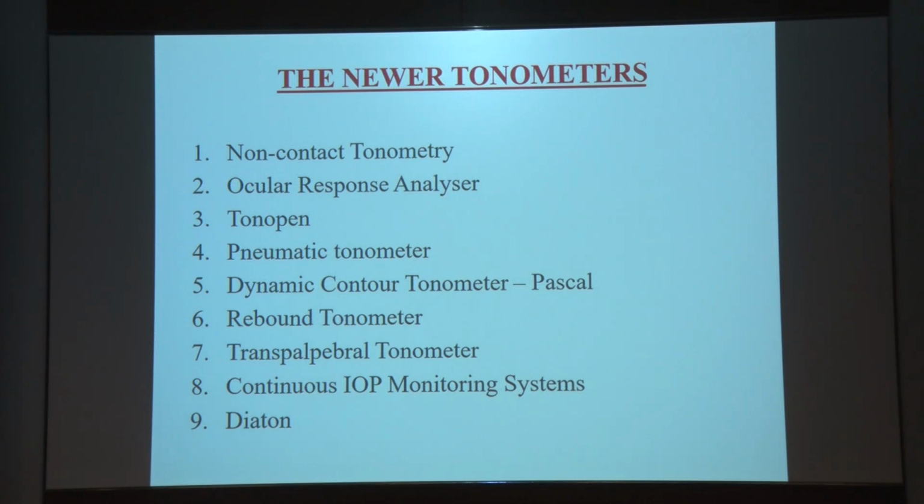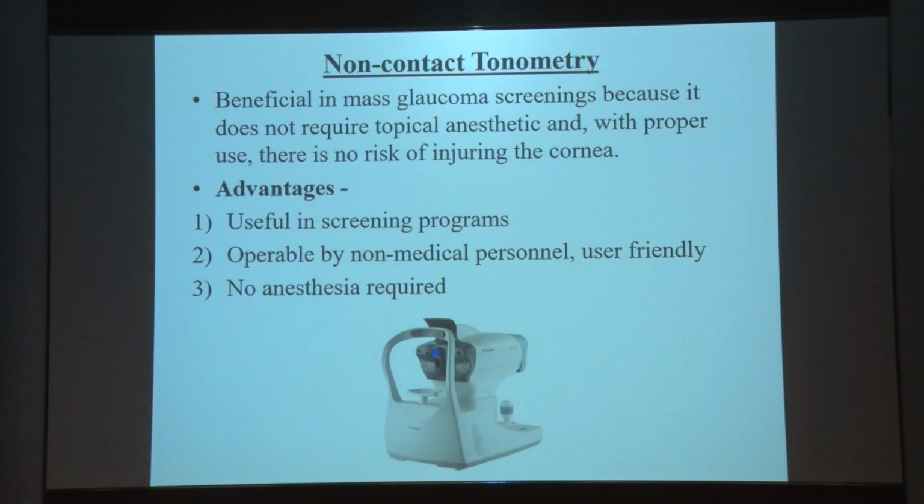We also have the newer tonometers like non-contact tonometry, ocular response analyzer, Tonopen, pneumatic tonometer, DCT which is the Pascal dynamic contour tonometer, rebound tonometers, transpalpebral tonometer, continuous IOP monitoring systems, and Diaton. NCT is beneficial in mass glaucoma screenings because it does not require topical anesthesia, and with proper use, there is no risk of injuring the cornea. The advantages are it is useful in screening programs, operable by non-medical personnel, user-friendly, and no anesthesia is required.